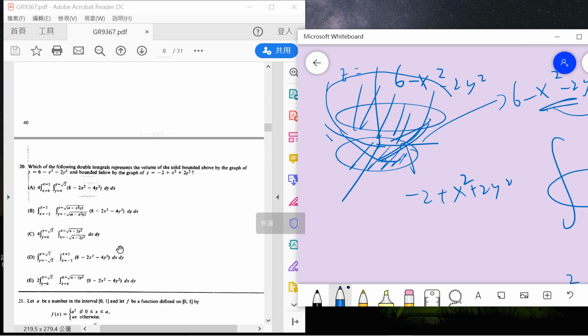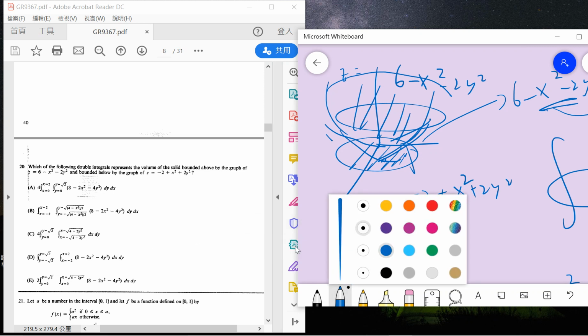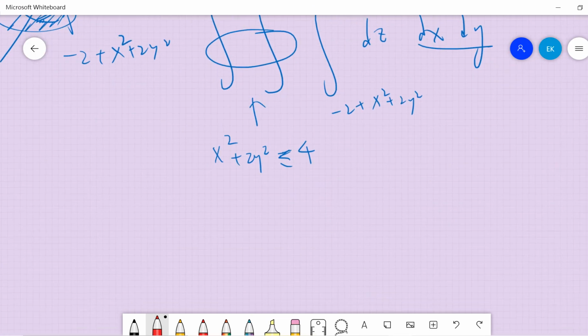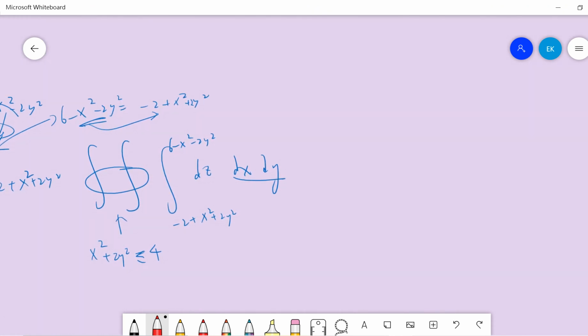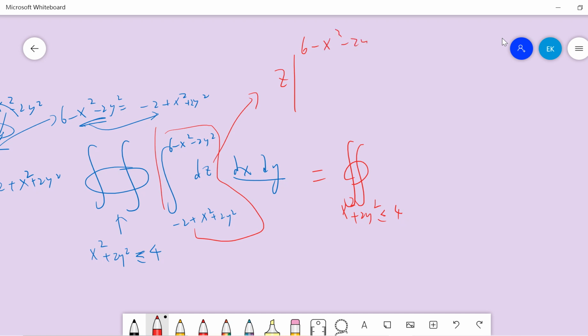But the problem is there's no such exact term as we wrote. So we need to change it into what we have. Okay, so we can first integrate out z. So basically this is just z, from minus 2 plus x squared plus 2y squared up to 6 minus x squared minus 2y squared. So this is just 8 minus 2x squared minus 4y squared, with dx dy.